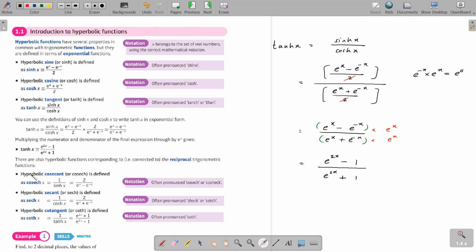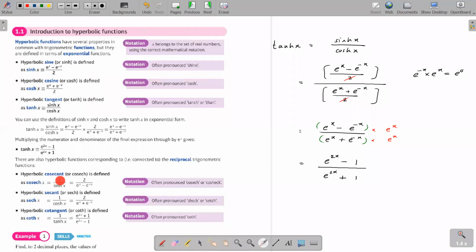trigonometric functions. Do you recall reciprocal trigonometric functions? That's something you learn in P3, right? So reciprocal of sine is cosec, reciprocal of cos is sec, and reciprocal of tan is cot. Do you recall? So the same thing again.